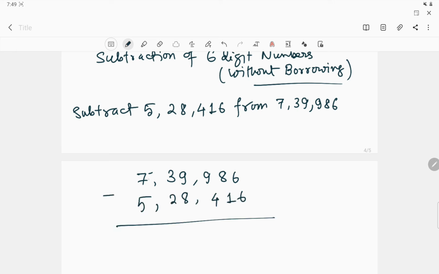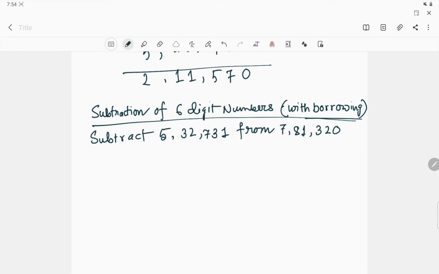So you have to start from the ones place. 6 minus 6, it will be 0. 8 minus 1 is 7. 9 minus 4 is 5. 9 minus 8 is 1. 3 minus 2 it will be 1, and 7 minus 5 it will be 2. So the difference will be 2,11,570 without borrowing, right? Now we will discuss subtraction of 6 digit numbers with borrowing, right?